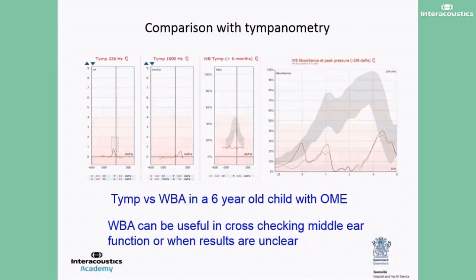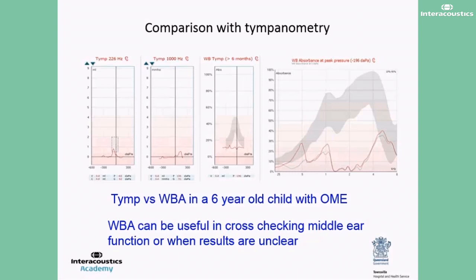However, the wideband absorbance in both the tympanometric and the ambient pressure conditions is significantly reduced across the whole frequency range. This child was seen by the ENT specialist and his otitis media with effusion was confirmed. So this example shows that wideband absorbance can be very useful in cross-checking the middle ear function. It can add useful diagnostic information about the middle ear, especially when the results are ambiguous or not clear.